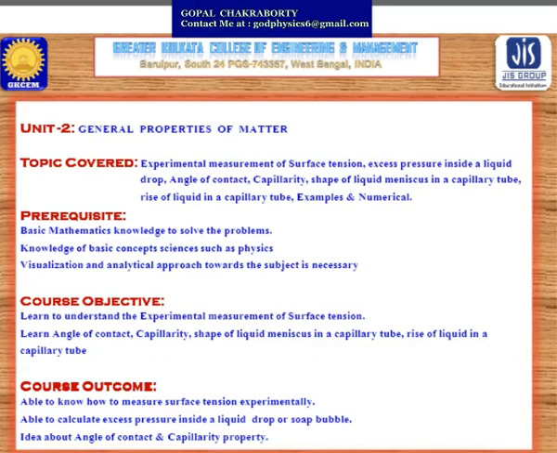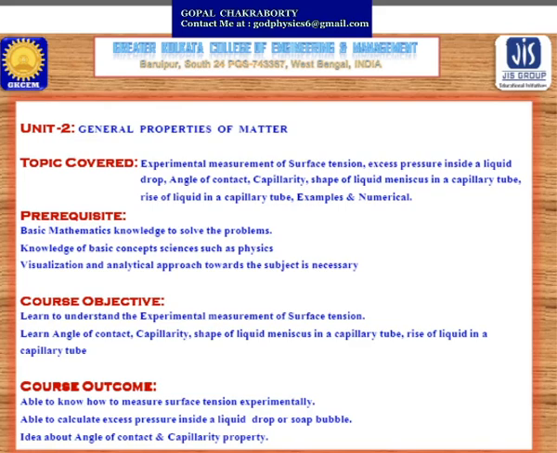Now, today the topic that I am going to discuss is experimental measurement of surface tension, excess pressure inside a liquid drop, angle of contact, capillarity, shape of liquid meniscus in a capillary tube, rise of liquid in a capillary tube, some examples and some simple numericals. These topics are also under unit 2, that is general properties of matter.